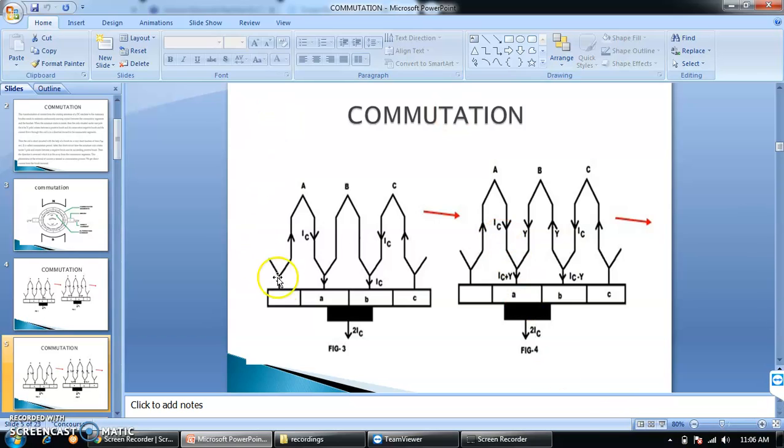Now again, at this condition, the current will be equal in both the cases. So the current which is flowing in this direction, IC, will be getting a short circuit path through here, that will be getting conducted through here.